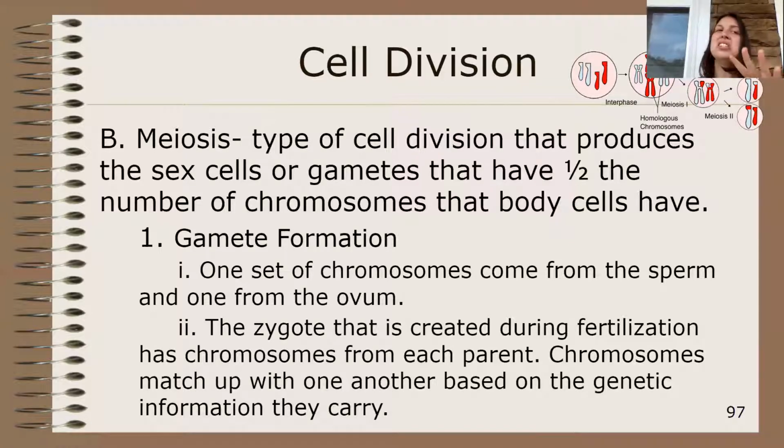The major difference between mitosis and meiosis is that mitosis creates cells that are exactly the same, identical twins. The cell that's created is exactly the same as the cell that it came from. There is no genetic difference because it's using the exact same DNA.